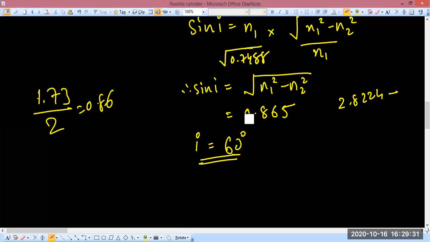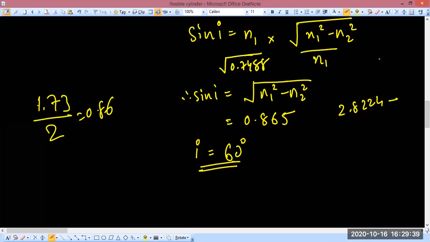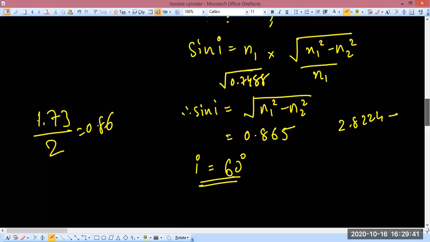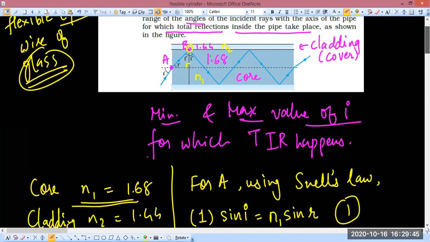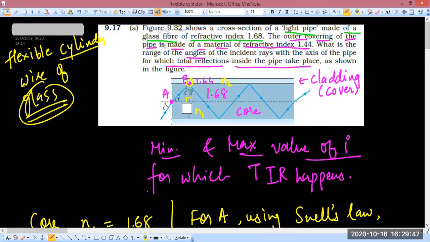Anyways, so this is it, right? This is confirmed. I is equal to 60 degrees, right? I is equal to 60 degrees. Now that means, see, you should not jump to conclusion. Be very careful here. You should not jump to conclusion. I want all of you to imagine all this.